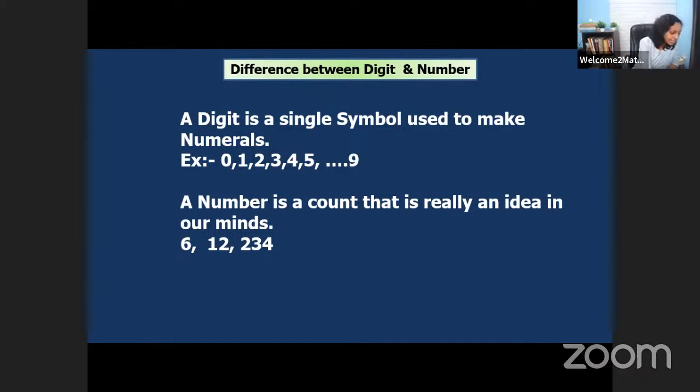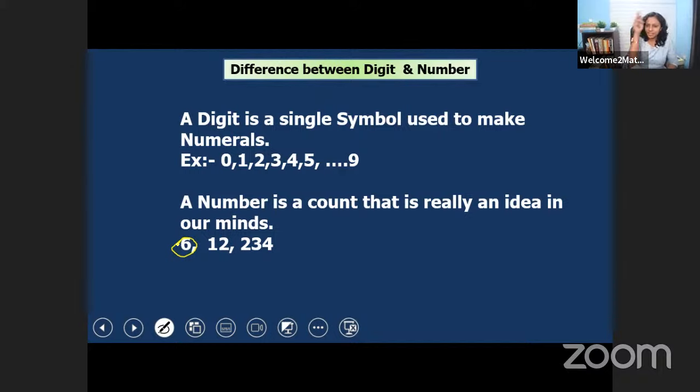Here 6 is a single digit number. Whenever we think about 6, we get this idea of 6. 12 is like 1 and 2, so 12 is a 2-digit number. We need these 2 digits, 1 and 2, to make 12. And 234 is a 3-digit number. First 4, then 3, then 2. So we need 3 digits to make a 3-digit number, 234. Okay, so this is the difference between digit and numbers.